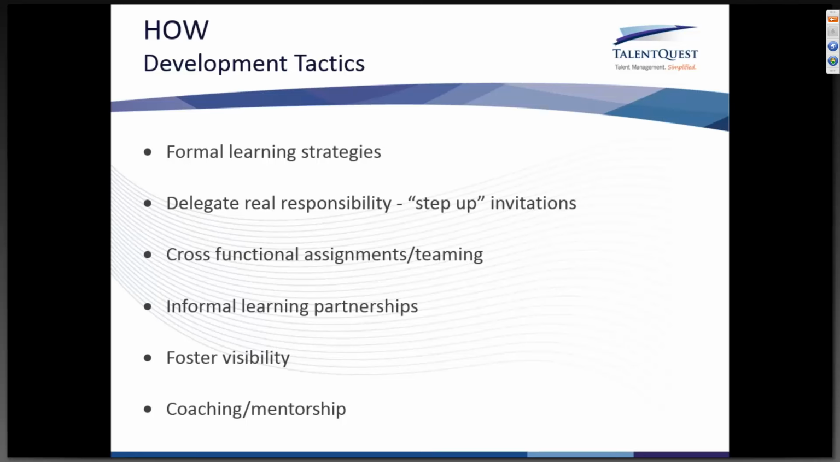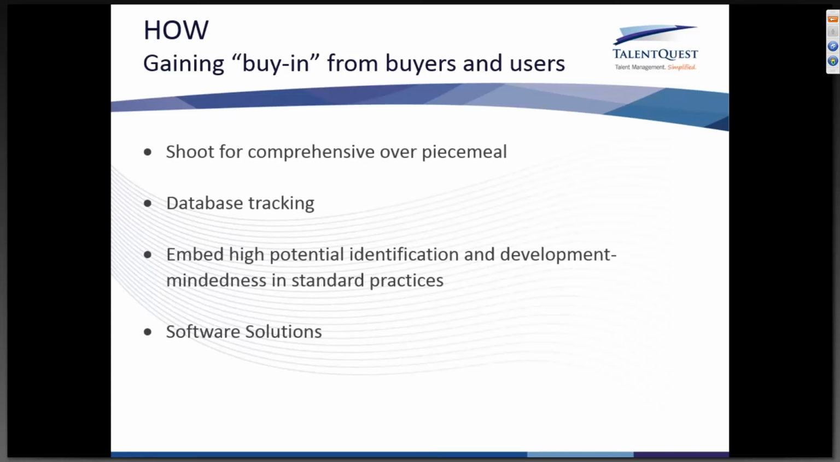So coaching can be internal. It can involve folks like us. It can be more of a mentorship partnership, but it can be a very valuable tool for getting folks ready.